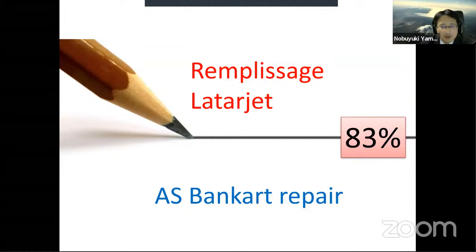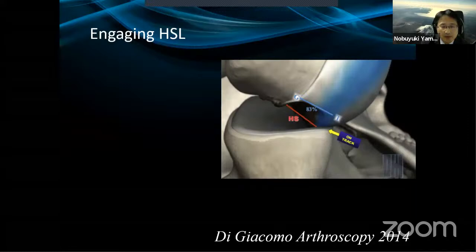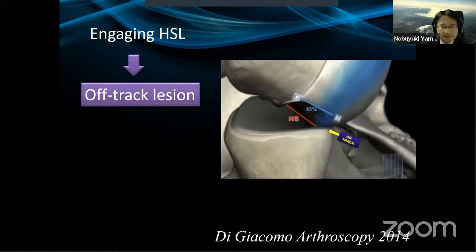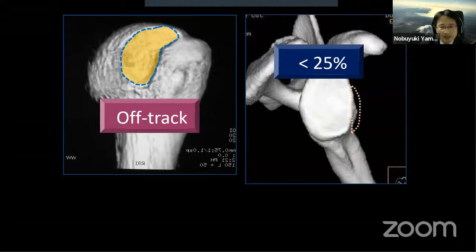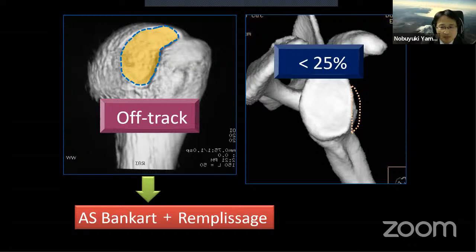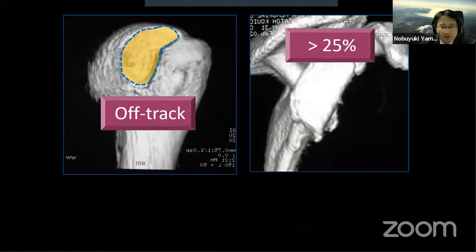So we could draw a line between Latarjet and arthroscopic Bankart repair, 83%. My friend Giovanni Di Giacomo named the engaging Hill-Sachs lesion an off-track lesion, and the non-engaging Hill-Sachs lesion an on-track lesion. If the Hill-Sachs lesion is an off-track lesion and the glenoid defect is small, arthroscopic Bankart repair and remplissage should be performed. However, if both lesions are big, off-track lesion and glenoid defect greater than 25%, bone grafting such as the Latarjet procedure should be chosen.